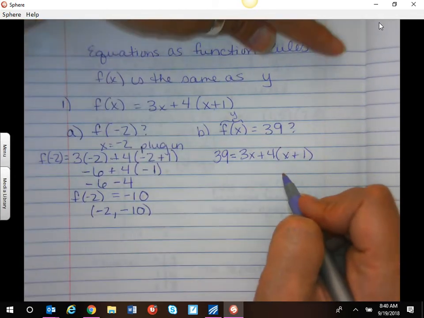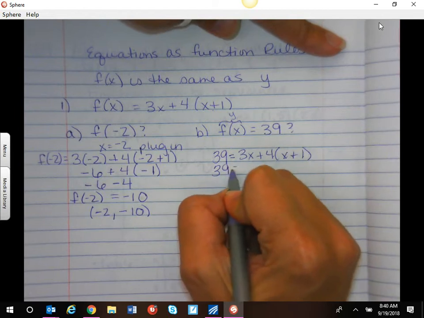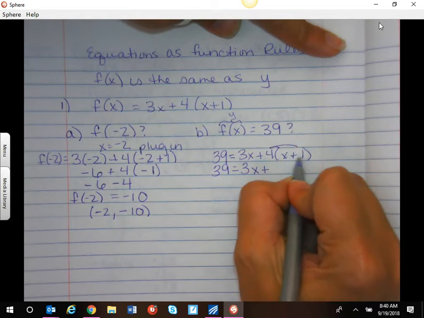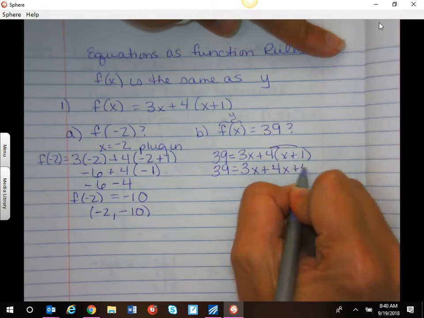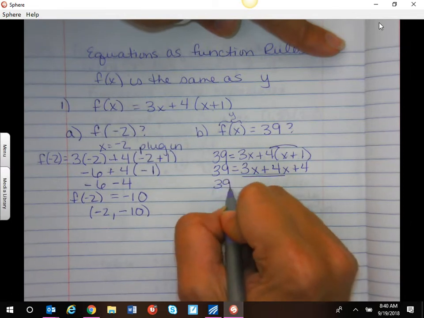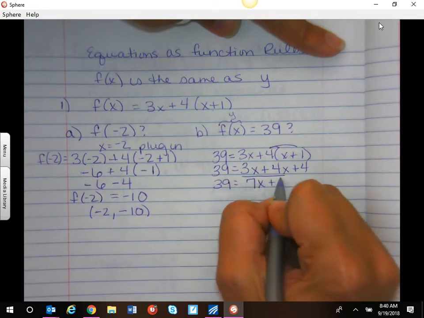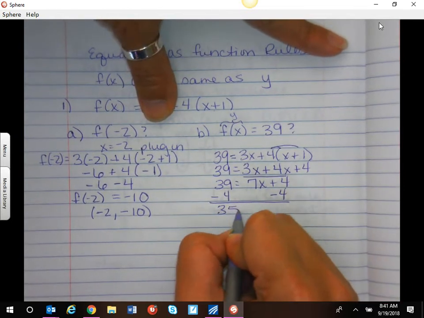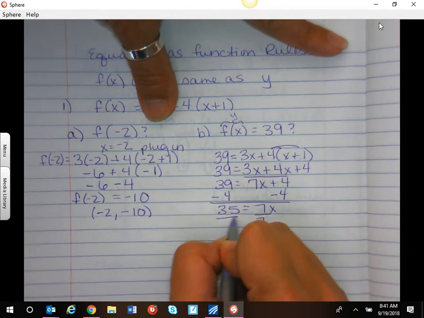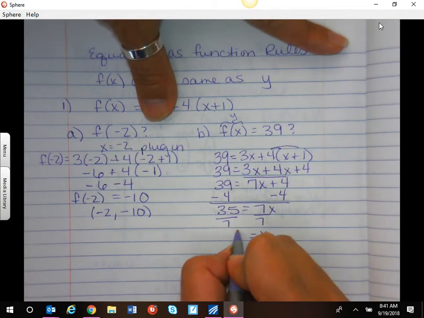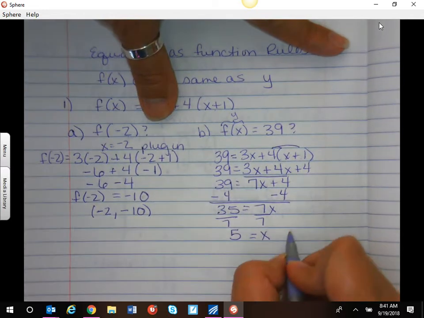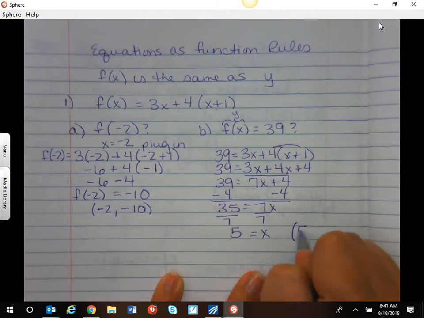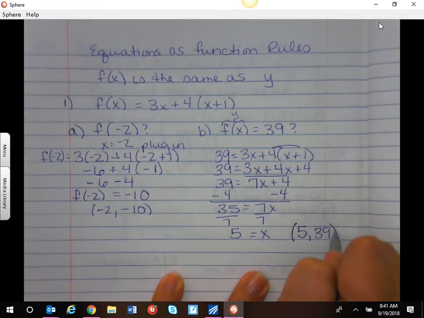And now I can use my rule to solve the equation for x. Now I'm going to have to distribute here. Remember to distribute on both numbers. I can collect like terms: 7x plus 4. I can undo my add subtract. And then I can undo my multiply divide. And I get x equals 5. So what does this mean? This means that, again, if we are to graph the same equation on a coordinate grid, I would have the point 5, 39 on my line.